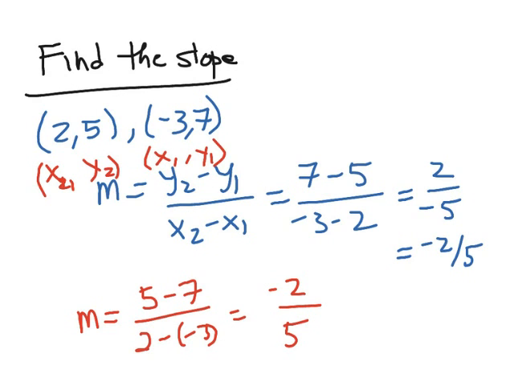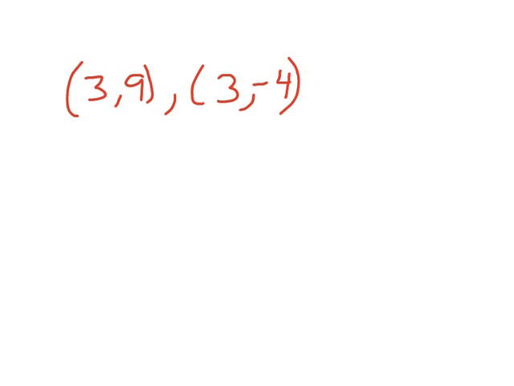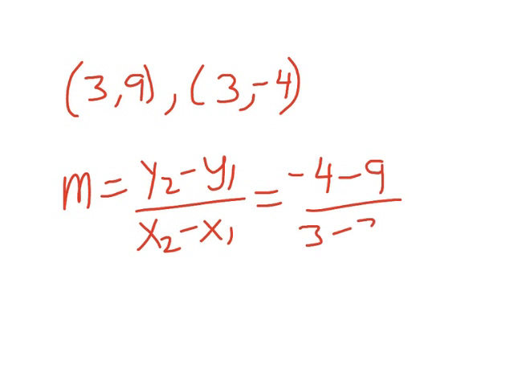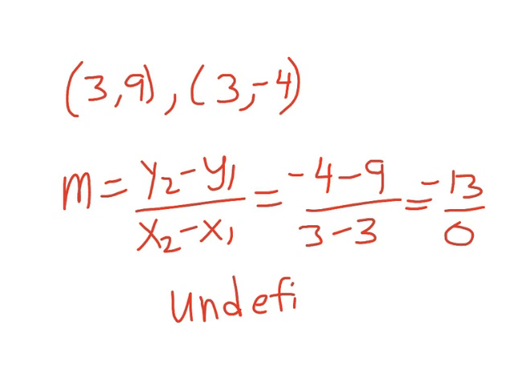Alright, I want to do just one more of those. How about if I give you the points (3, 9) and (3, -4). And again, I want you to find the slope. Use our formula, y2 minus y1 over x2 minus x1. That would be negative 4 minus 9 over 3 minus 3. That's negative 13 over 0, undefined. You can never have 0 on the bottom. It is possible for slope to be undefined.